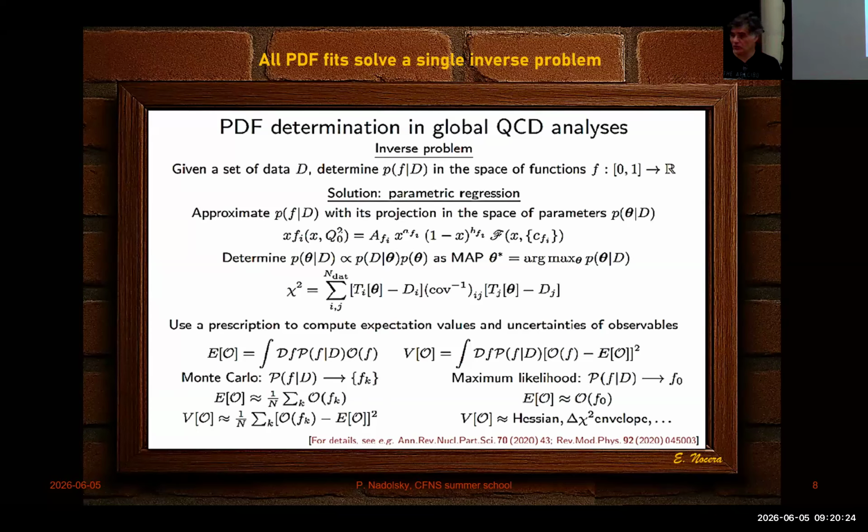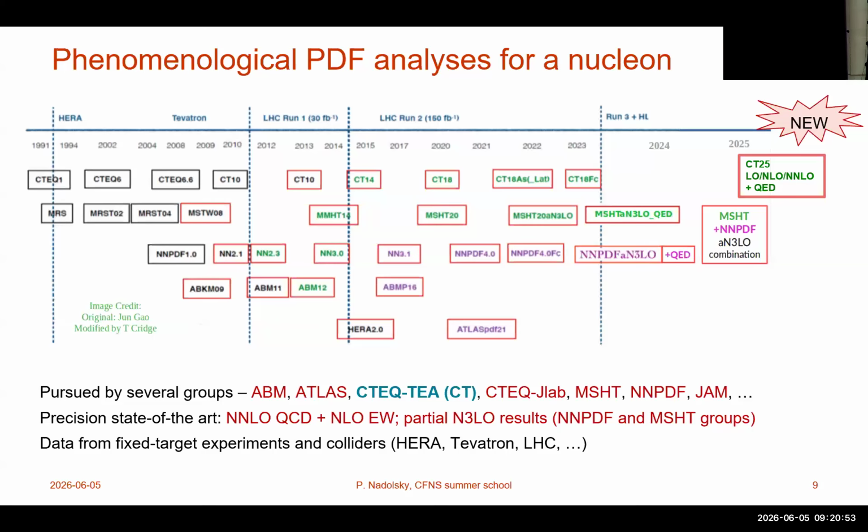And that's what we do within the CTEQ analysis. So when you say you fit the PDFs, what you do is solve this inverse problem using the maximum likelihood method. The other method is the Monte Carlo method. The Monte Carlo method works especially well with universal approximators like polynomials or neural networks. And so these two methods are very commonly used in the global analysis. And that's basically what the various groups do.